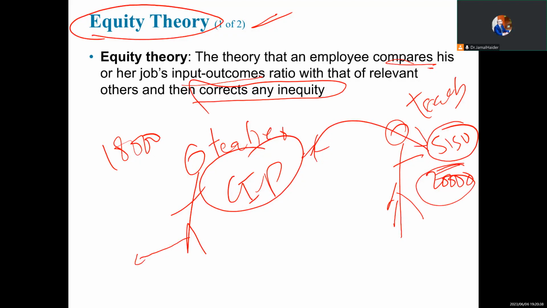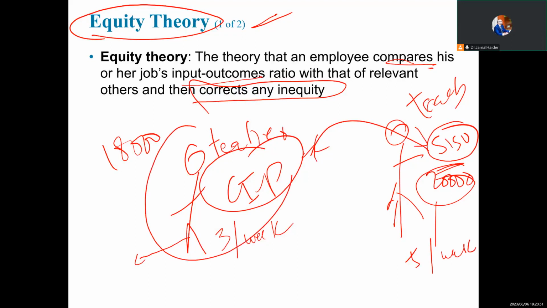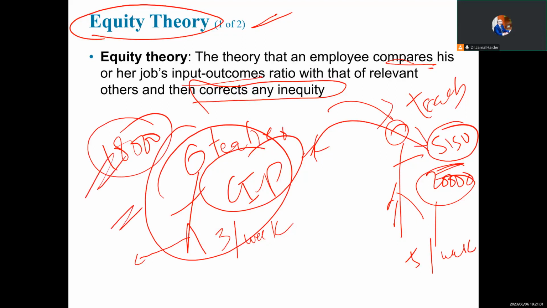And then if I realize, okay, I am here only spending 3 days a week and he is here 5 days a week, then my equity is higher than his. Then I would say that, okay, I won't complain to my HR. I would be happy, and I would be pursuing this job as it is with 18,000. And then he would be dissatisfied if he compares me. So that is called equity theory.